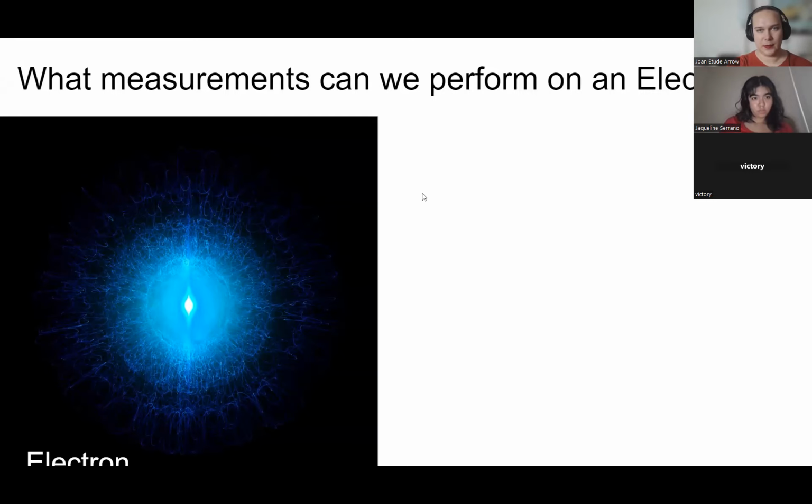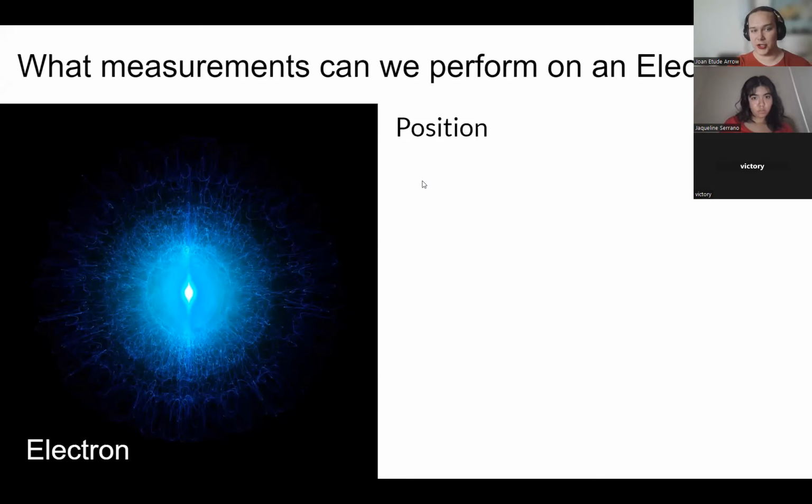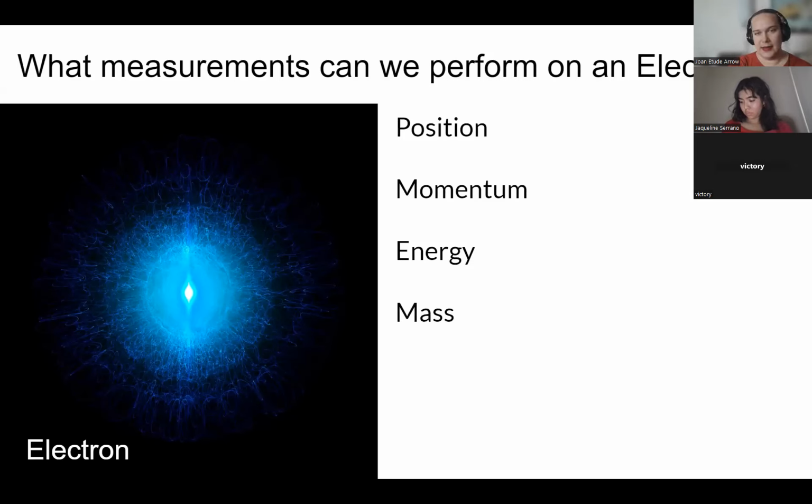So there are various properties we could measure about an electron. We could ask, where is the electron? We could measure its position. We could ask how fast and in what direction it is moving. We could talk about momentum. We could ask, especially if it's bound to an atom, what is the energy of the electron? How much energy does it have? We could ask, what is the mass of the electron? What's the electric charge? What's the magnetic spin?